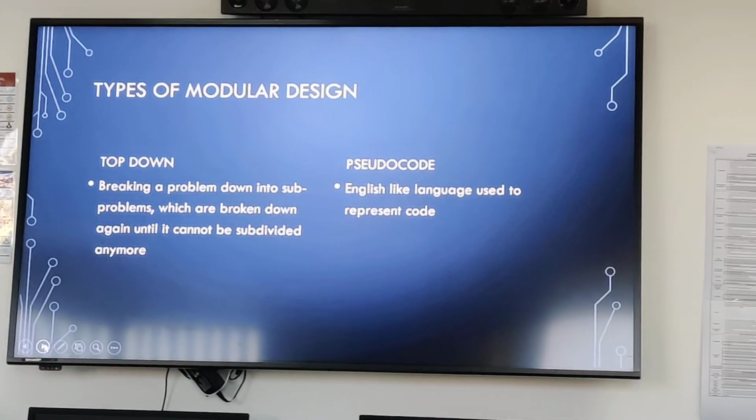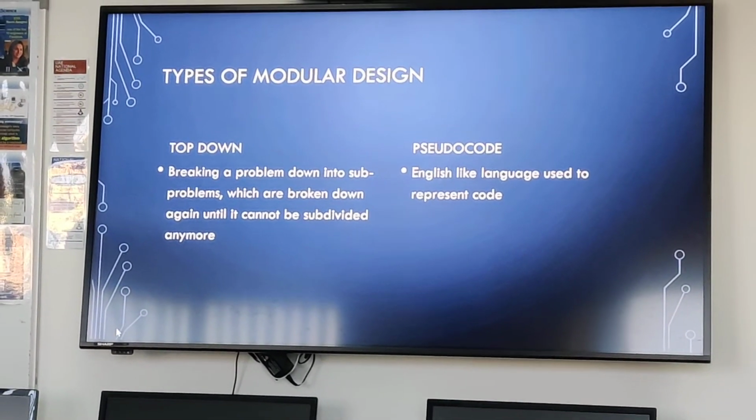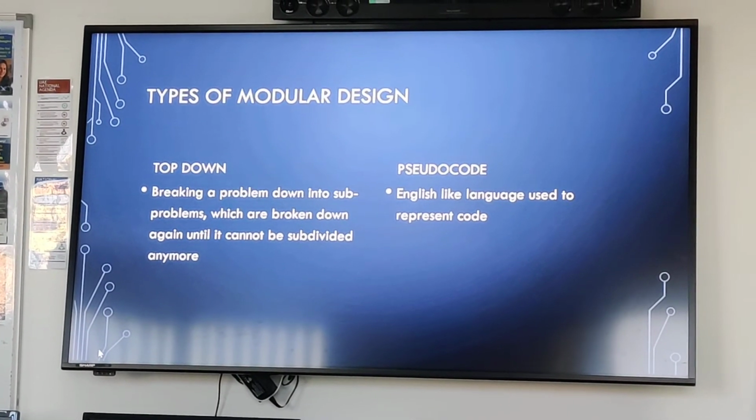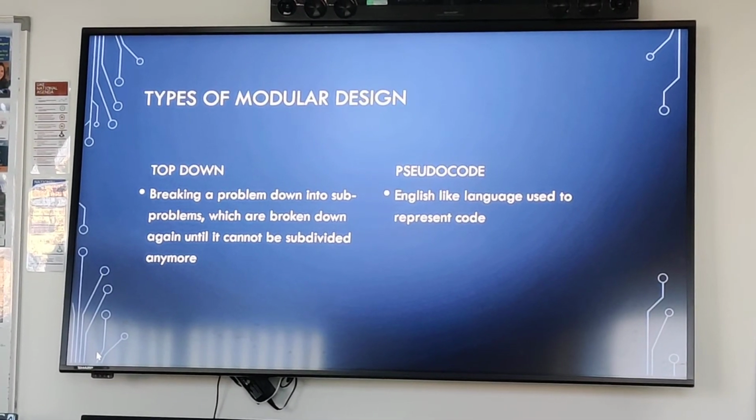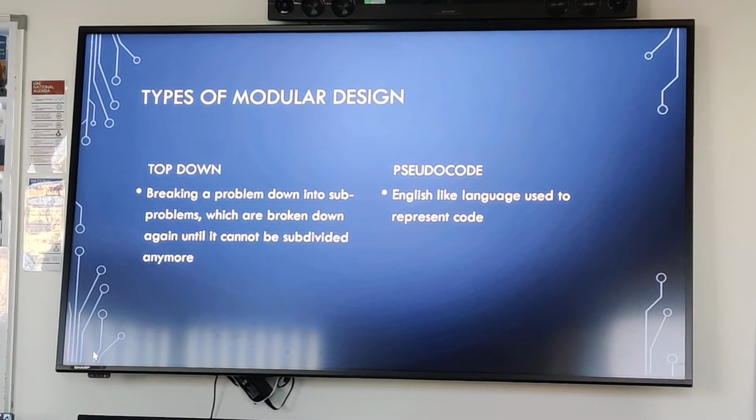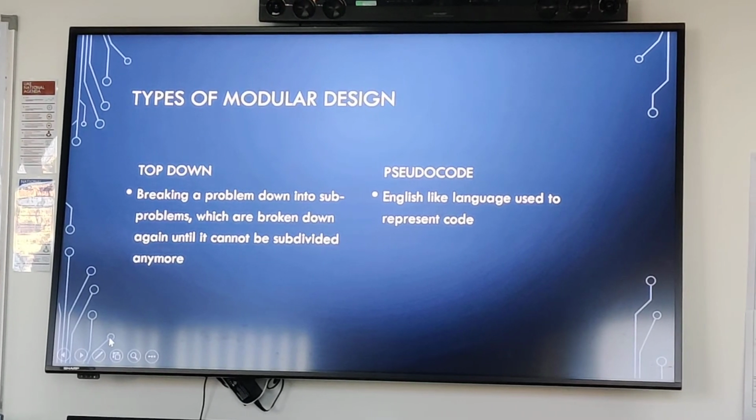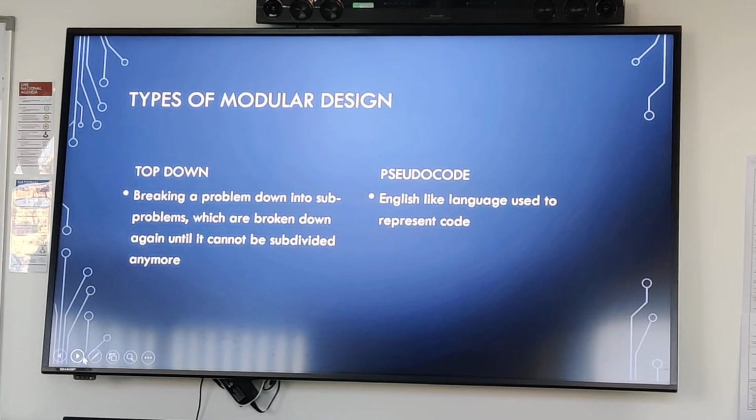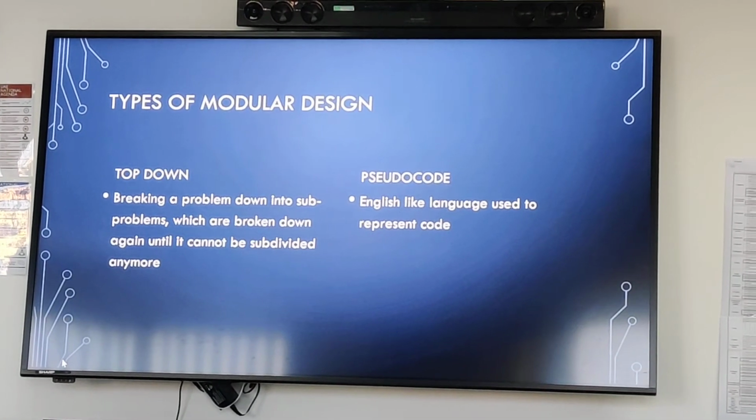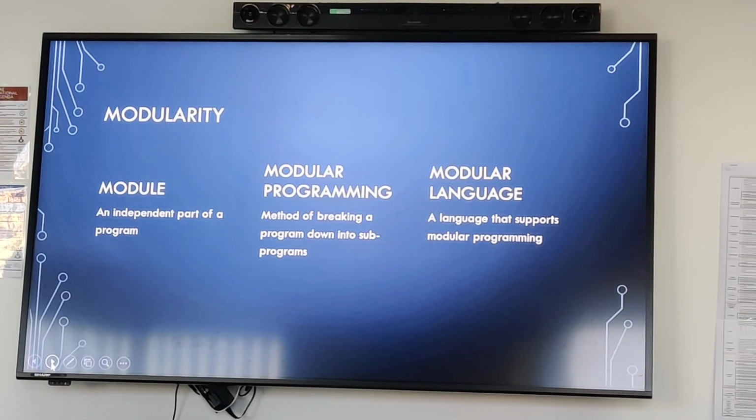Okay, now we've got modularity and types of modular design. There are two ways of doing modular design. There's top-down, which is breaking it down into sub-functions, and then breaking those sub-functions into sub-functions again. It's breaking the problem down into smaller pieces so they're easier to handle. And then you can also do it in pseudocode, which you've all used. It's an English-like language for representing code, much more like a high-level language.